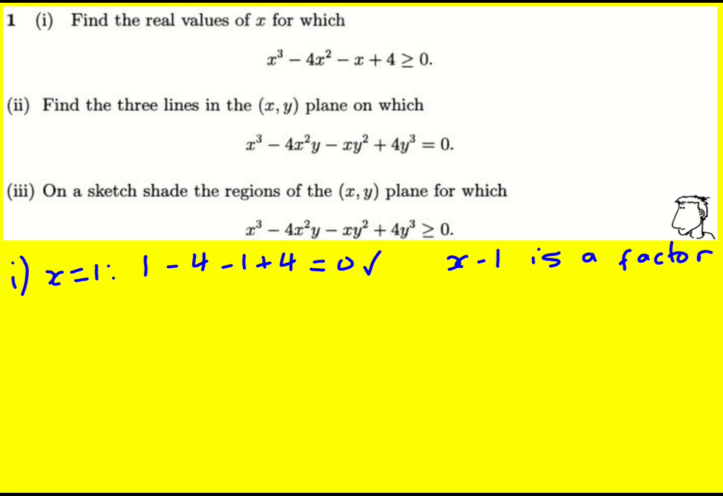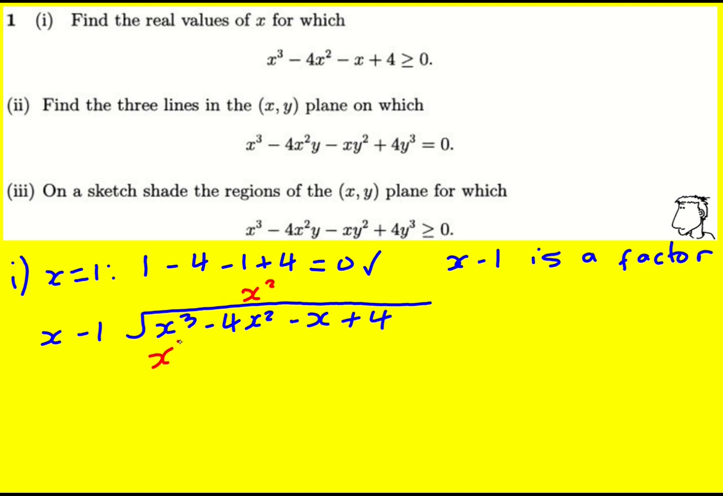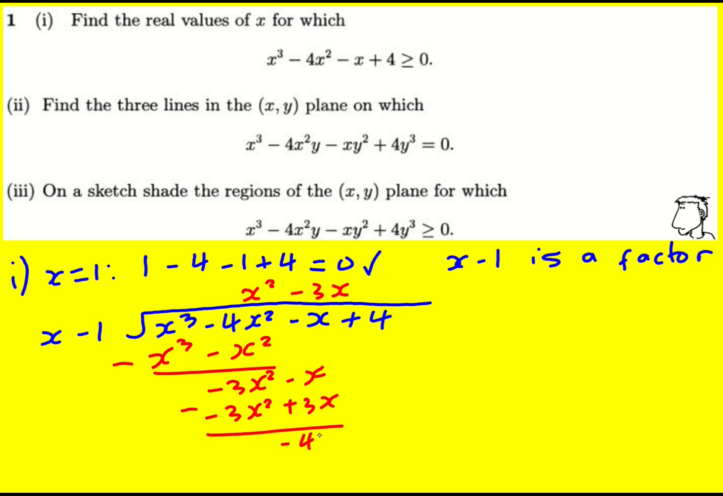by the factor theorem. So now we can factorize it. You might be able to put it straight into brackets. I'm going to do it by doing a polynomial division. So we get x squared, and then we times back through, subtract, minus 3x, and then minus 4.